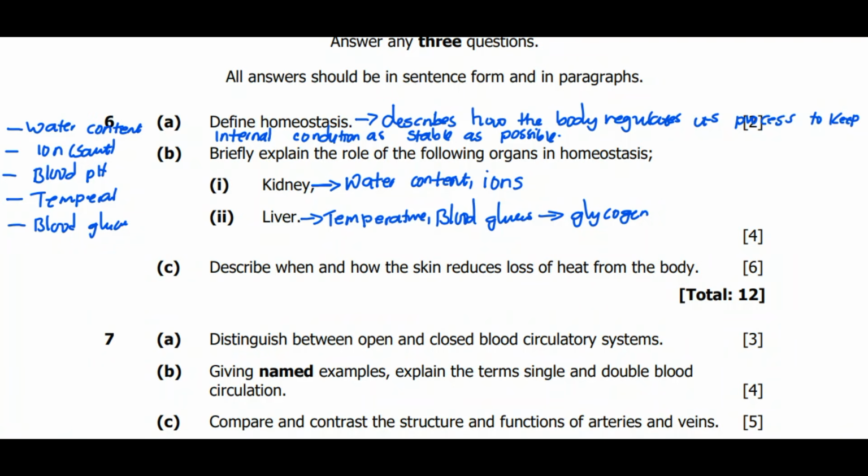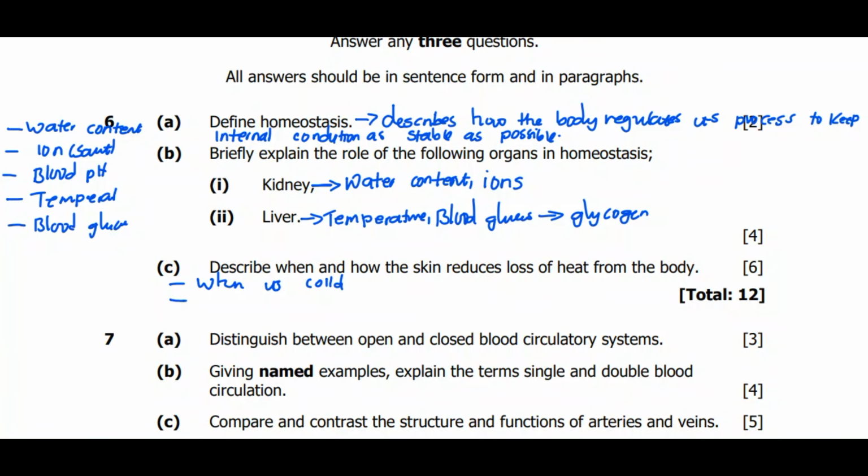Then for C, describe when and how the skin reduces loss of heat from the body. Loss of heat. So the first one, we want to describe how, and when do you have this? So here we need to look at the first one. We'll say when it's cold. So what happens when it's cold?